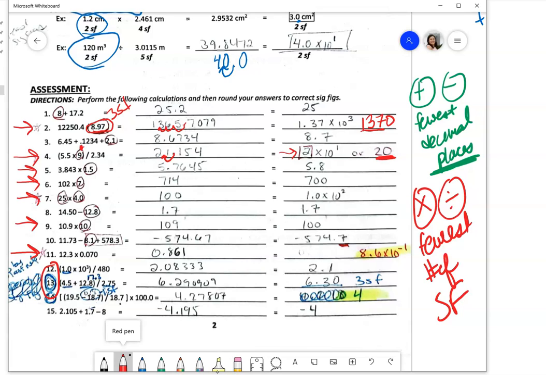Number 5, 3.843 times 1.5. Out of those two numbers, 1.5 has the least number of sig figs.